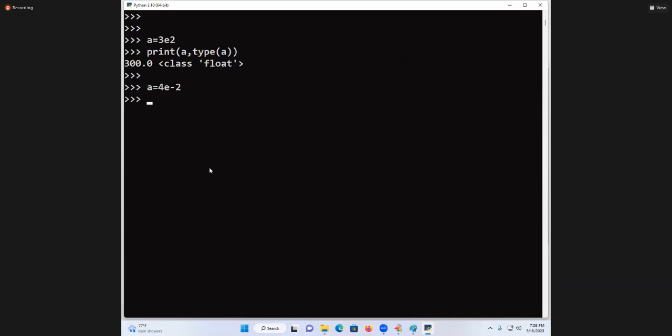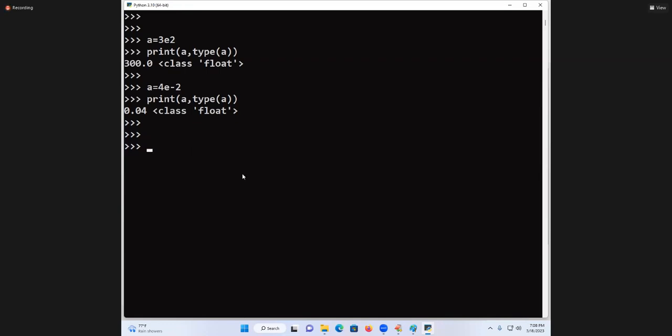What is 0.04 called? Float. What is this notation called? Scientific notation, converted into a floating point value. It's a normal floating value, right? Easy or difficult? Easy. Sir, what is the advantage of it?